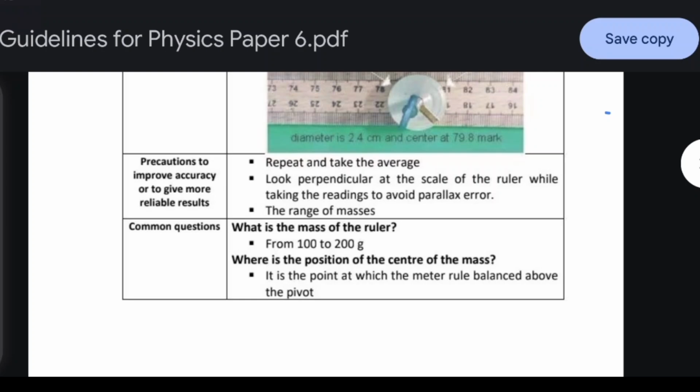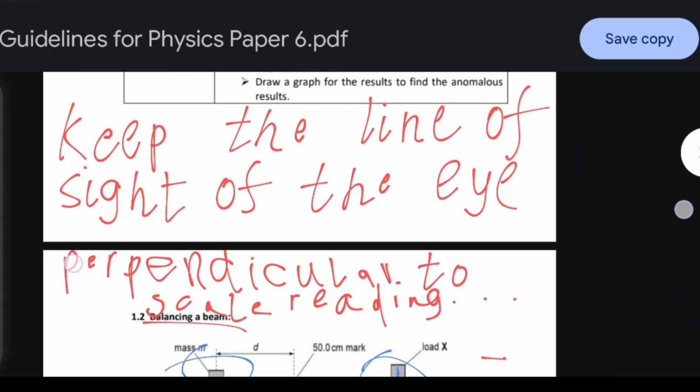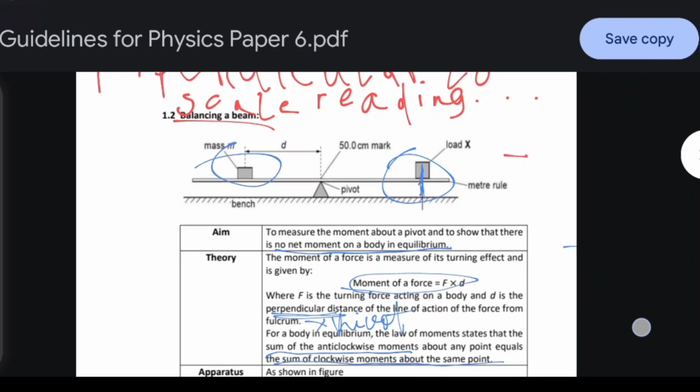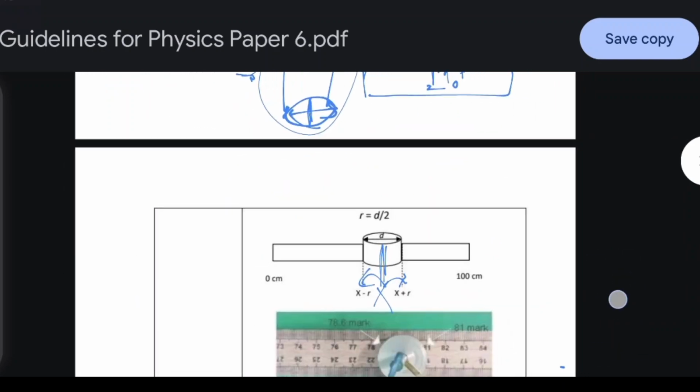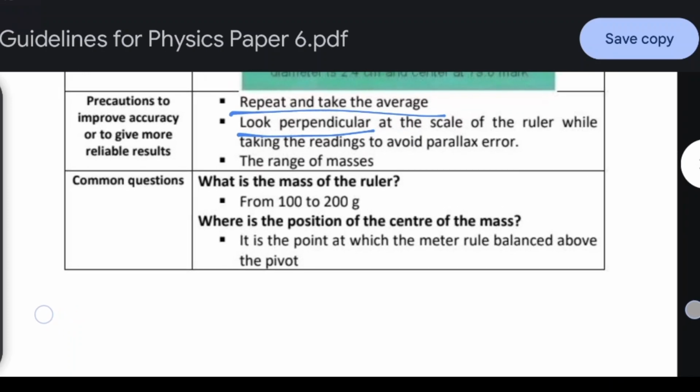Now next, how to improve the accuracy? Always, I told you, you will repeat and take the average. Look perpendicular, again, very common. Look perpendicular at the scale of the ruler while taking your readings. You can also write this line: keep the line of sight of the eye perpendicular to the scale reading to avoid parallax error. You can write this line or this line, whatever you find suitable. Okay, the range of the masses.